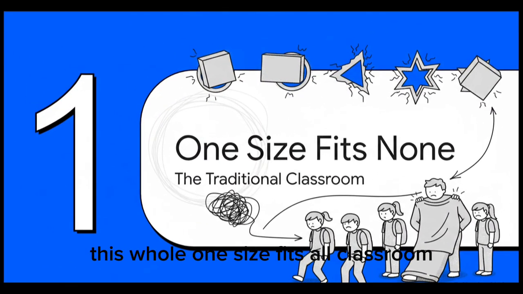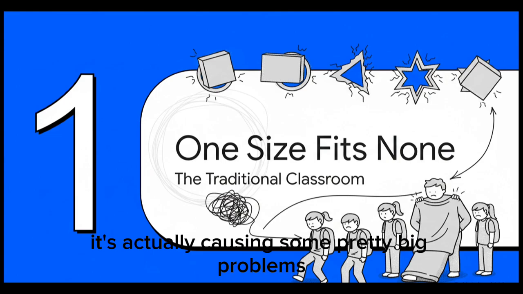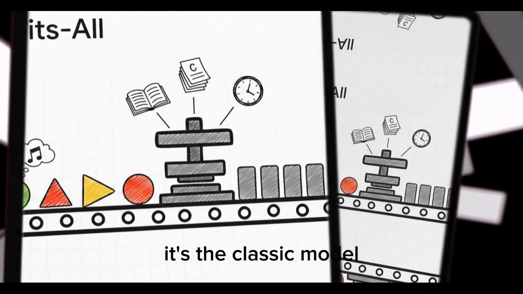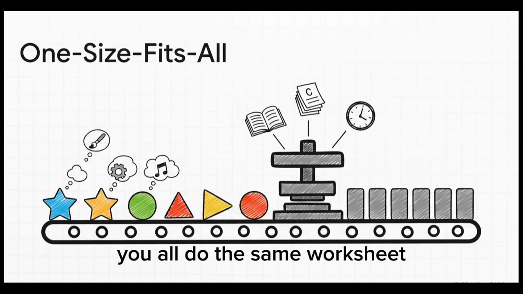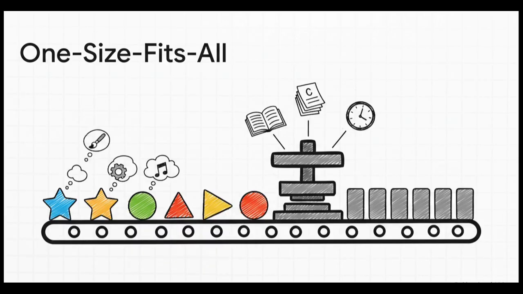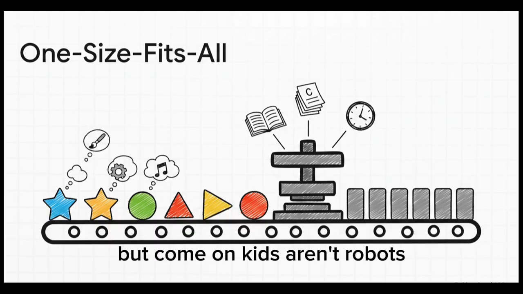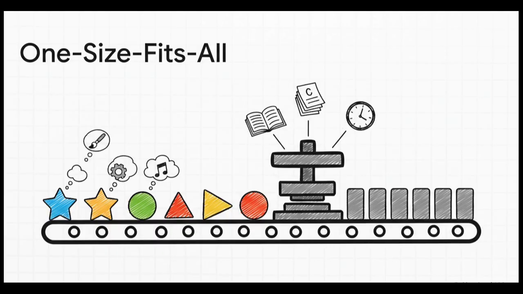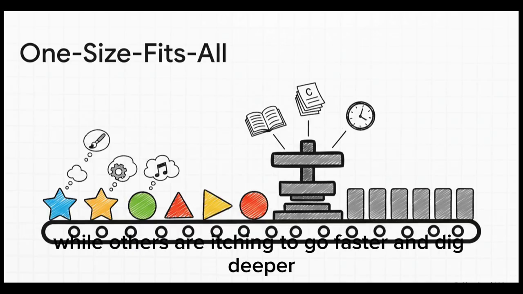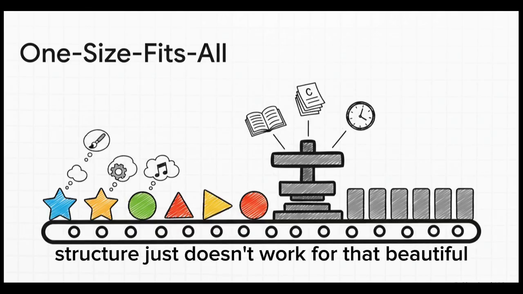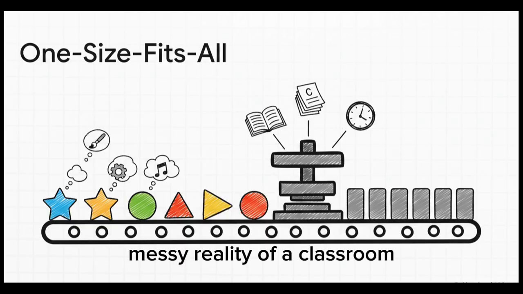This whole one-size-fits-all classroom, on the surface, it looks organized, it looks fair. But underneath, it's actually causing some pretty big problems for our students. You know the drill, right? It's the classic model, everybody gets the same textbook, you all do the same worksheet, you move at the same speed, and then you take the same test. But come on, kids aren't robots. Some learn visually, others need to talk things out. Some kids need a little more help to get a concept, while others are itching to go faster and dig deeper. This super rigid structure just doesn't work for that beautiful, messy reality of a classroom.